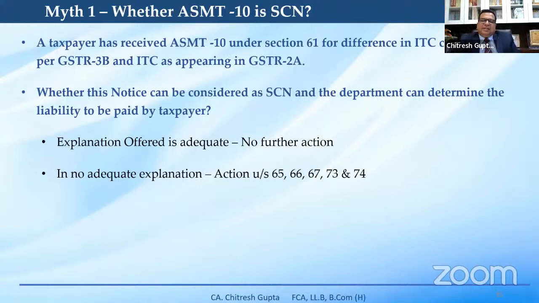That is, the department can initiate action under section 65, which is a departmental audit, section 66, special audit, 67, search and seizure, then sections 73 and 74, which relate to tax not paid or short paid, fraud or non-fraud cases. So as such, ASMT 10 is just an inquiry notice, and if the department has to do some adjudication, in that case, the department has to take recourse to other provisions which are available under the GST law.